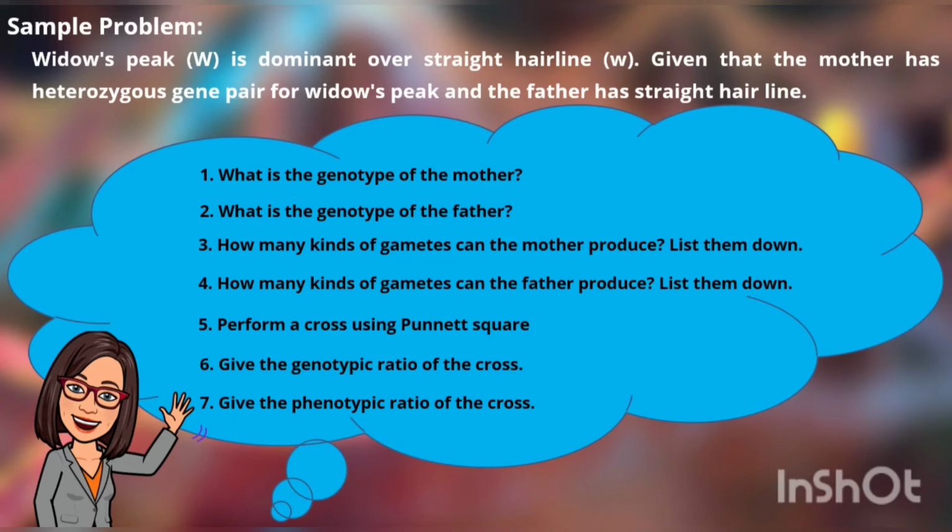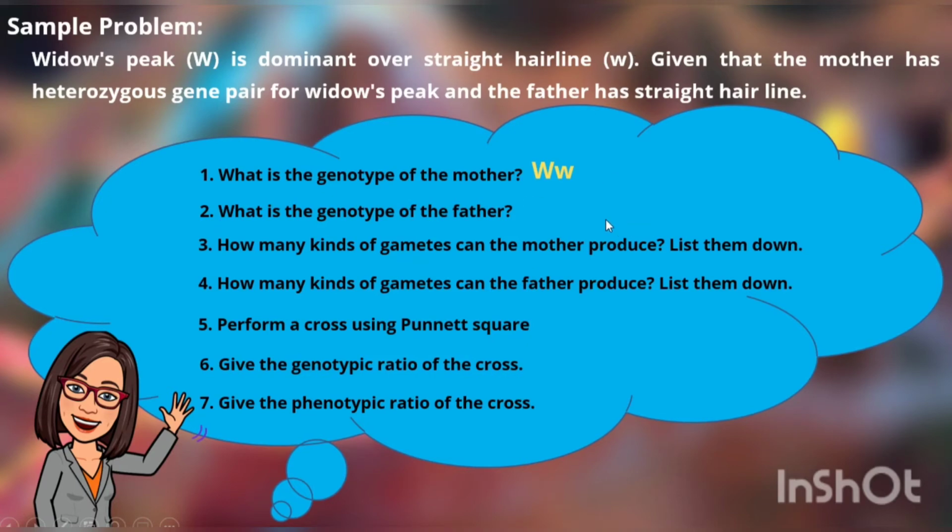Alright, let us compare our answers. For number 1, the genotype of the mother is 1 allele for widow's peak and 1 allele for straight hairline, or capital letter W and small letter w. Remember that widow's peak is represented by capital letter W since it is a dominant trait, while straight hairline is represented by small letter w since it is a recessive trait.